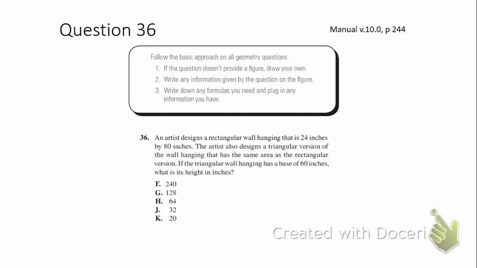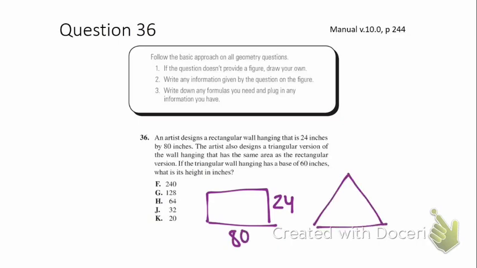So, a couple figures that we need to draw here. First, it says that we have a rectangle that is 24 by 80. Then we have a triangle that has the same area. The base, so the bottom, is going to be 60. We are going to be looking for the height, okay, of this triangle. So, a couple formulas we need here.